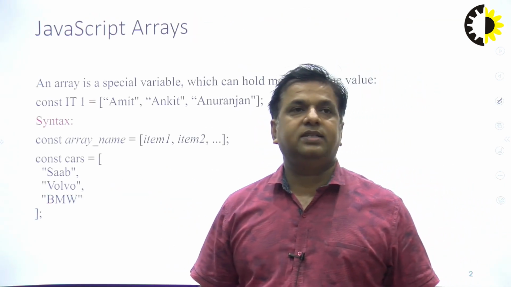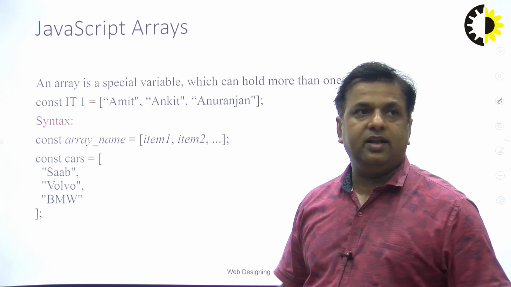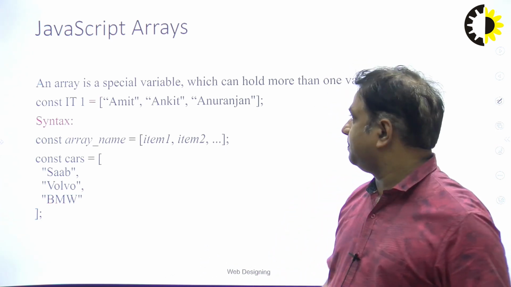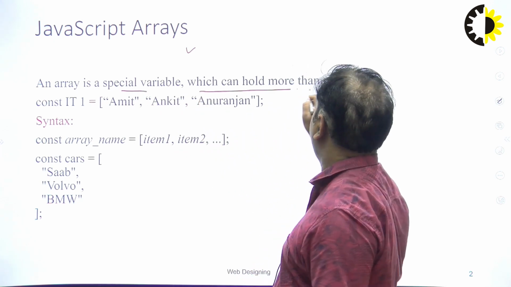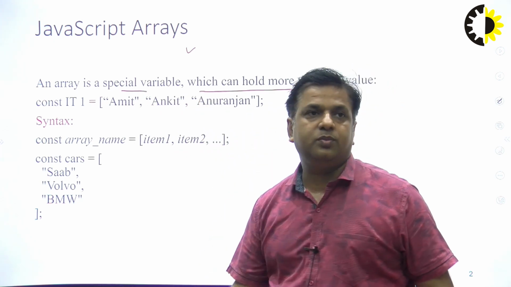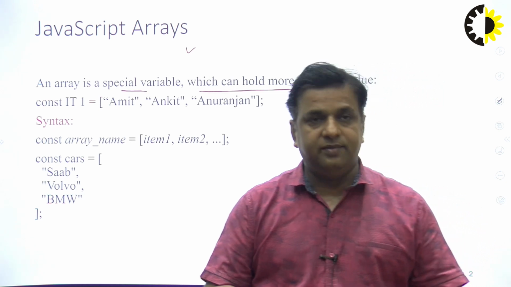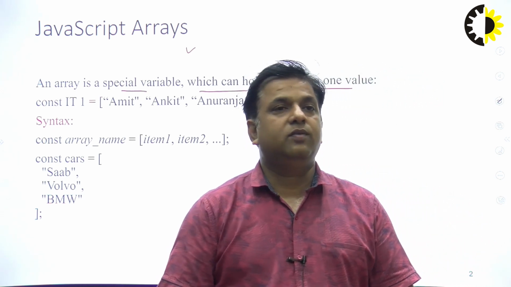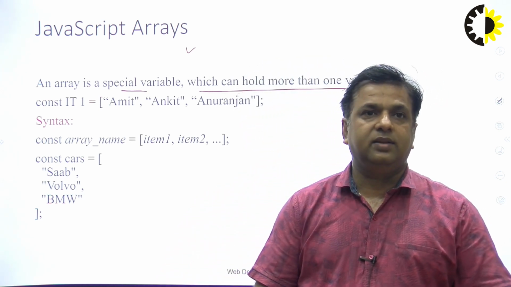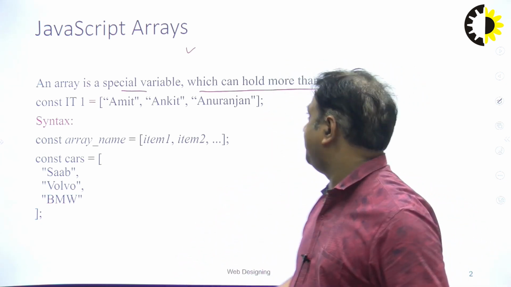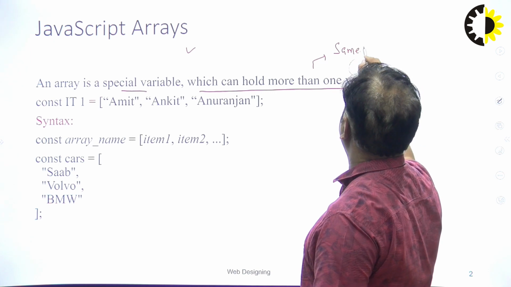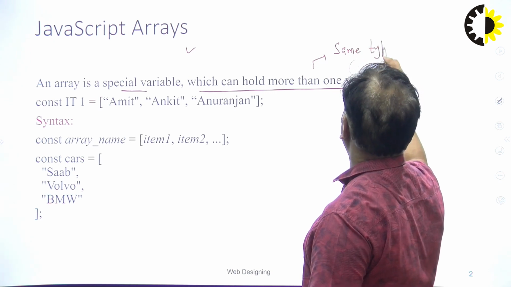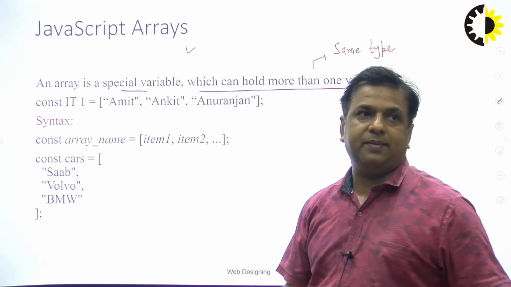The definition is the same as in earlier languages. In JavaScript, the array is a special variable which can hold more than one value. So an array is a variable which can hold more than one value, but the condition is that the values should be of the same type. Or we can say this is a collection of the homogeneous data type, right?